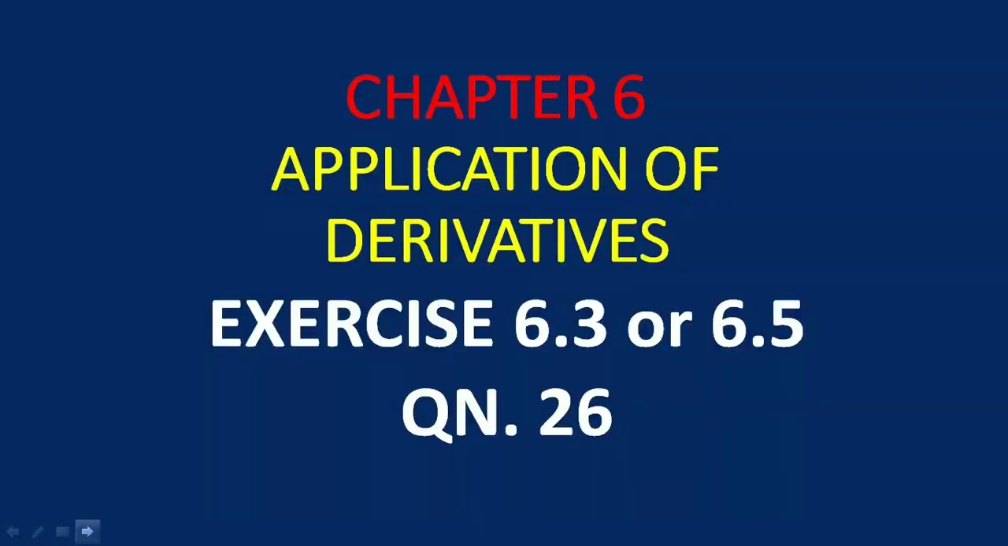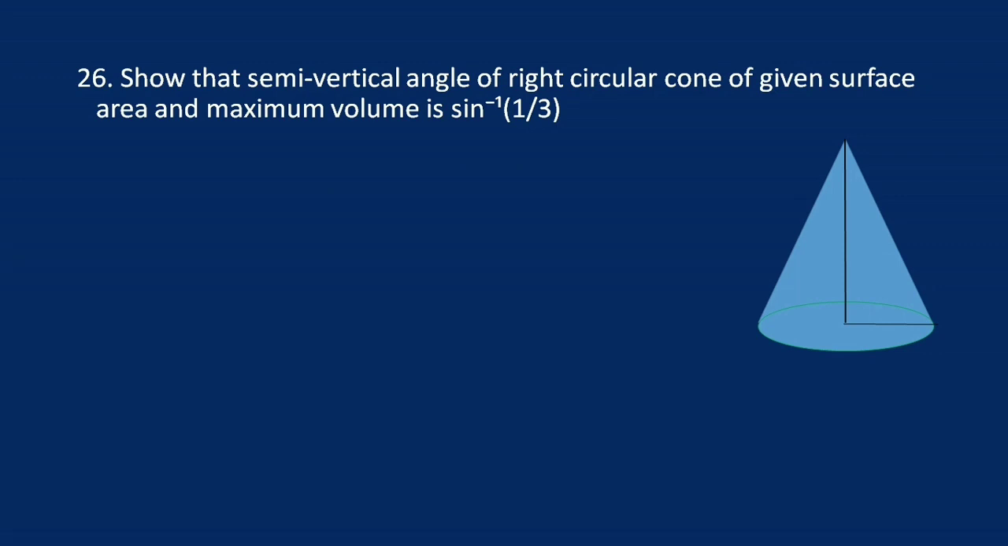Chapter 6, Application of Derivatives, Exercise 6.3 or 6.5 in the previous textbook. 26th question: Show that the semi-vertical angle of a right circular cone of given surface area and maximum volume is sin inverse 1 by 3. So I have shown a cone here.